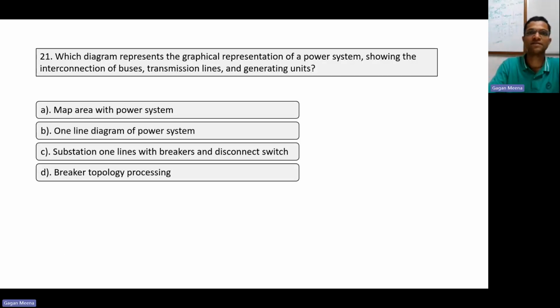Which diagram represents the graphical representation of a power system showing the interconnection of buses, transmission lines, and generating units? Yeah, it is the one line diagram, a single line diagram.